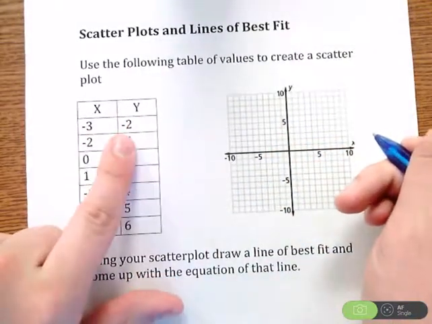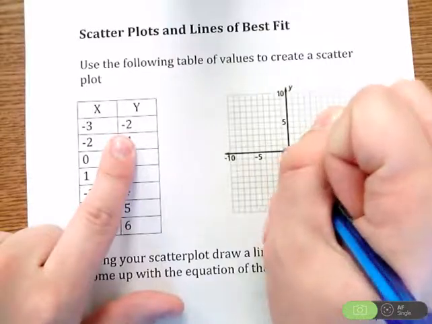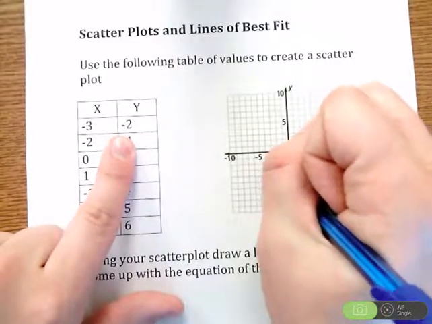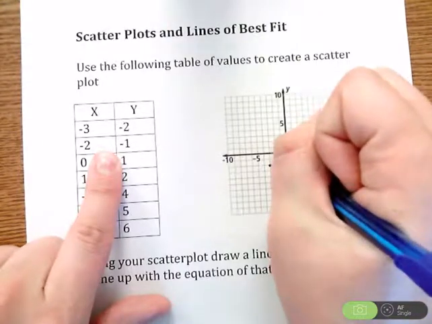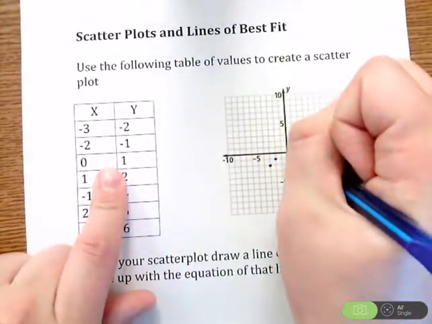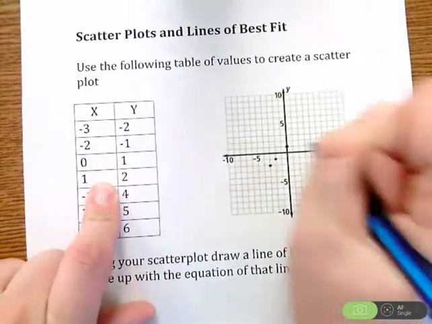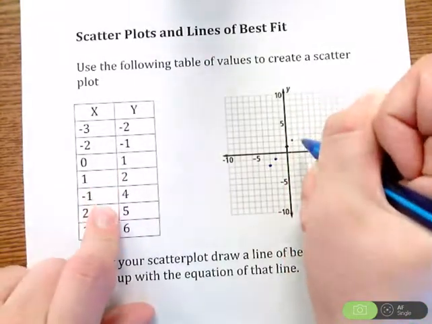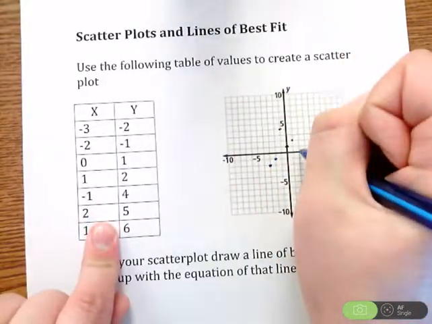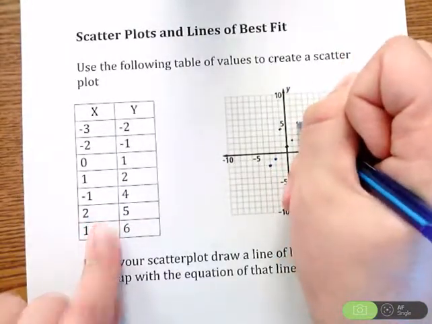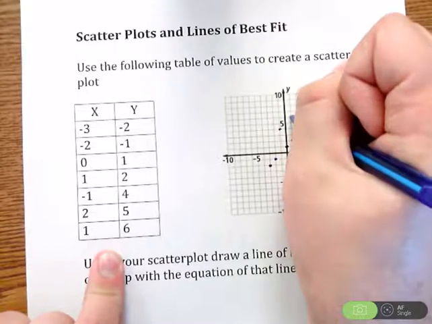So -3, -2: go to the left 3, down 2. That's a point. -2, -1: left 2, down 1. 0, 1: don't go left or right, go up 1. 1, 2: over 1, up 2. -1, 4: left 1, up 4. 2, 5: over 2, up 5. 1, 6: over 1, up 6.